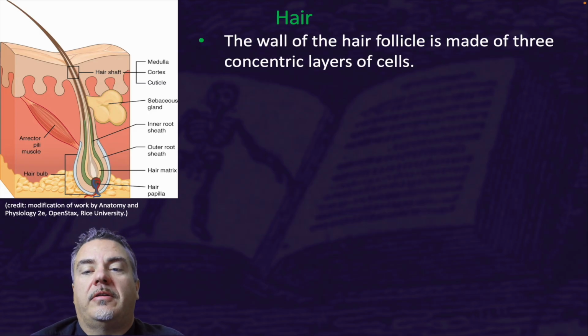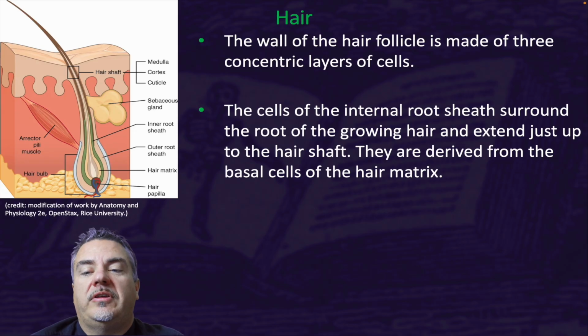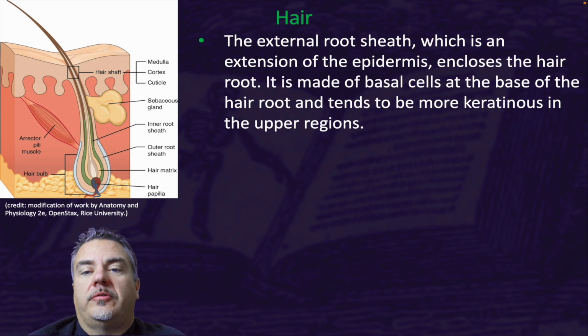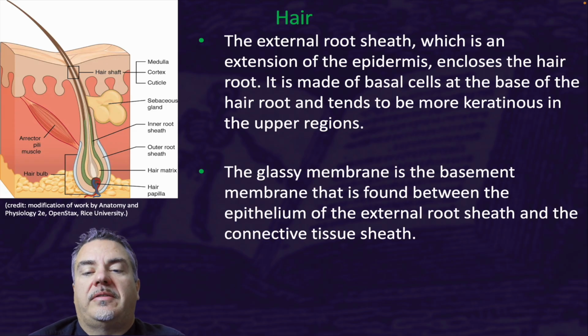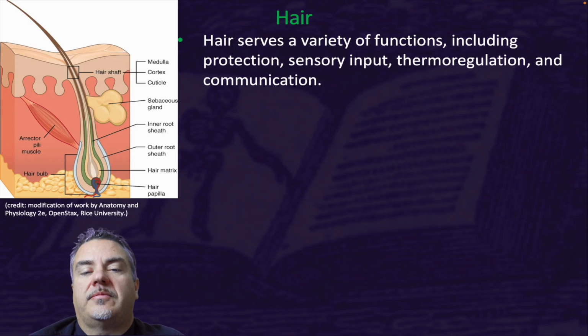The wall of the hair follicle is made of 3 concentric layers of cells. The cells of the internal root sheath surround the root of the growing hair and extend just up to the hair shaft. They are derived from the basal cells of the hair matrix. The external root sheath, which is an extension of the epidermis, encloses the hair root. It is made of basal cells at the base of the hair root and tends to be more keratinous in the upper regions. The glassy membrane is the basement membrane that is found between the epithelium of the external root sheath and the connective tissue sheath.